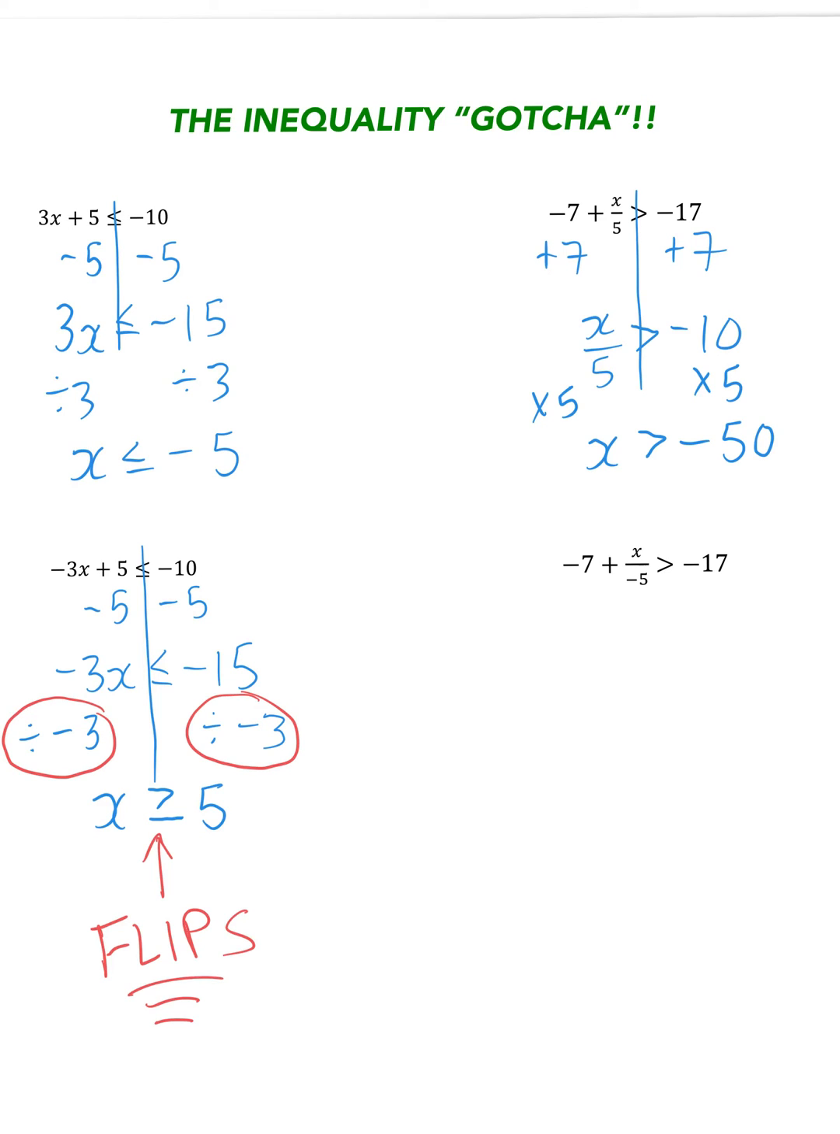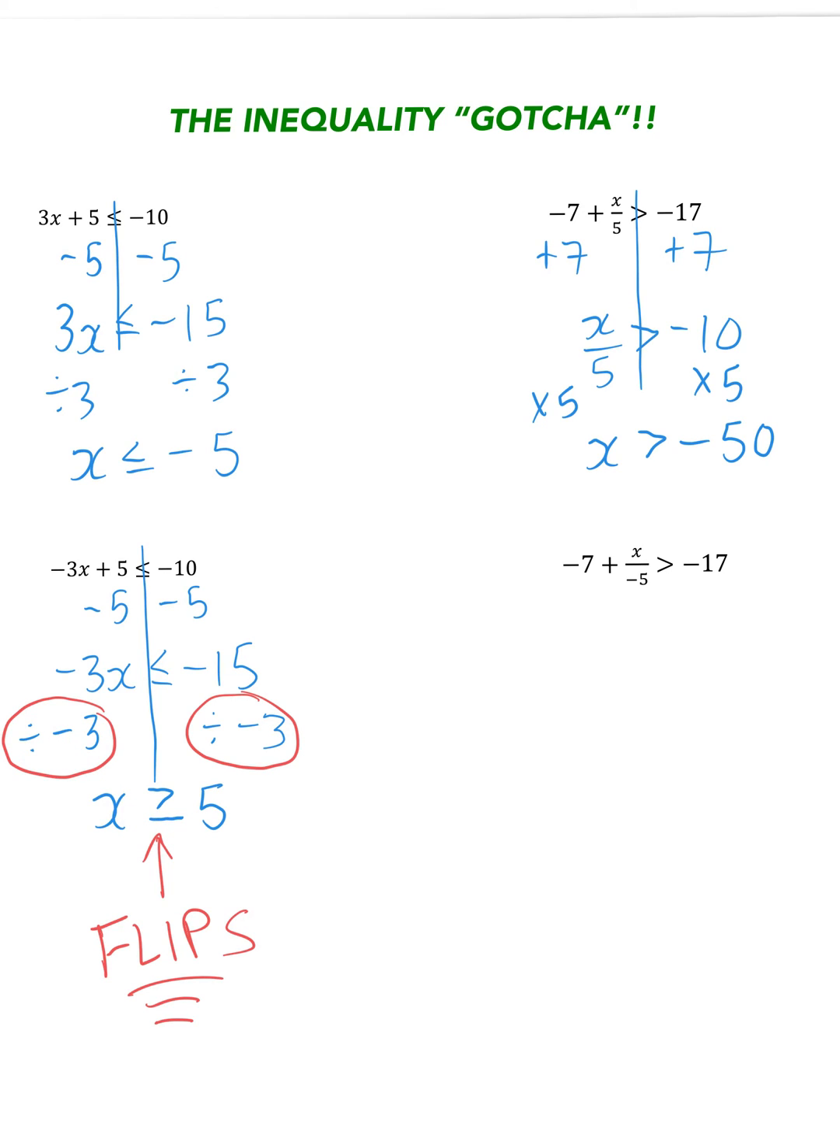And every year on the PAT, they'll have a question like this, and then they'll have the answer with the correct number, but with the sign unflipped. Like they'll have this as an answer to this inequality, and you'll go, oh yeah, no problem. But this one will also be there, and most of the time kids pick this one and of course get the question wrong. So anytime you multiply or divide by a negative, the sign flips.